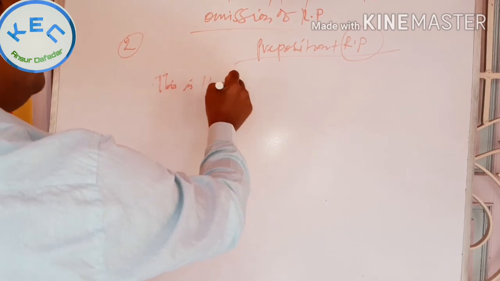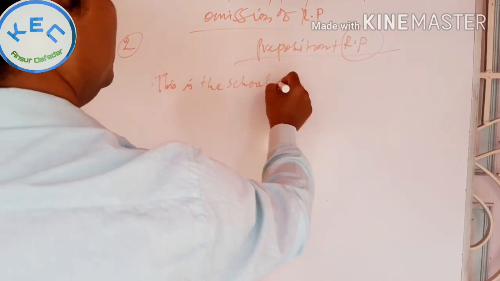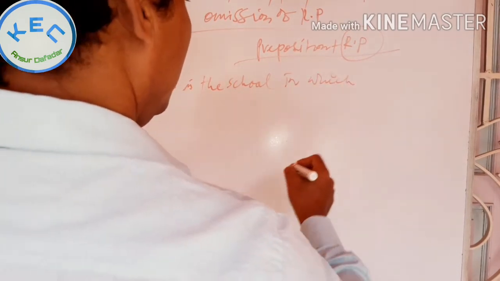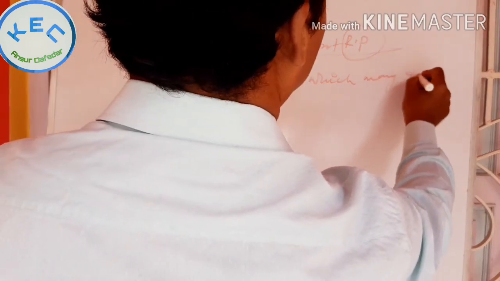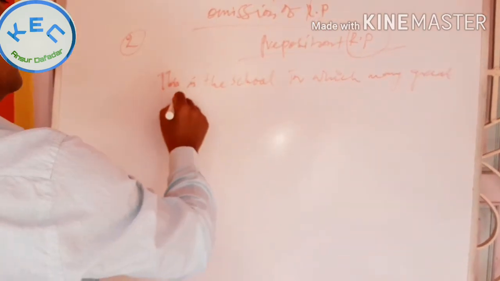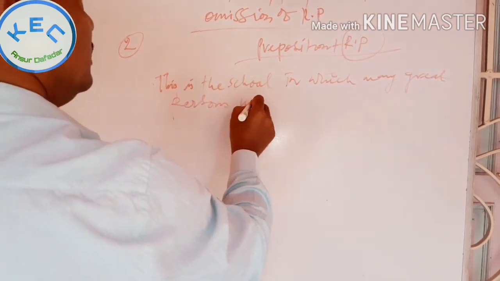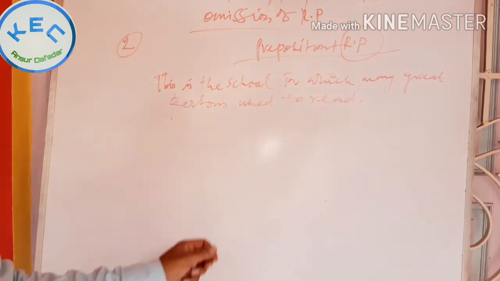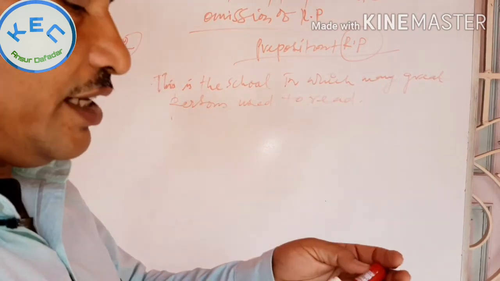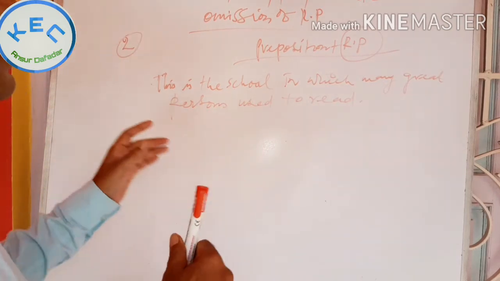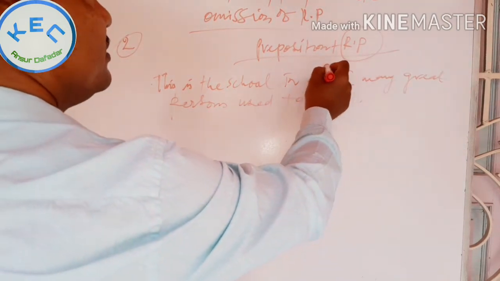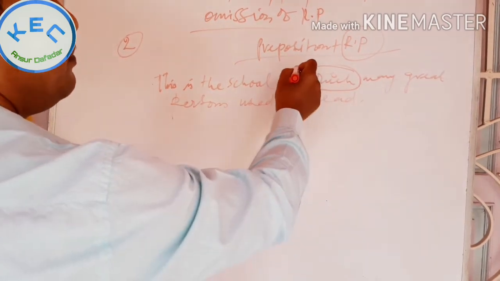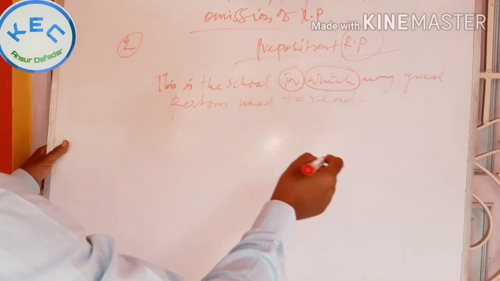this is the school in which many great persons used to read. This is the school in which many great persons used to read. This sentence can be rewritten, omitting this relative pronoun, but in that case we must place this preposition at the end of the sentence.